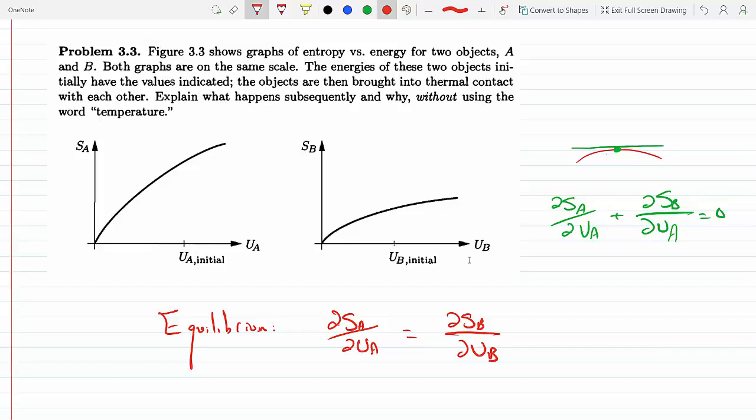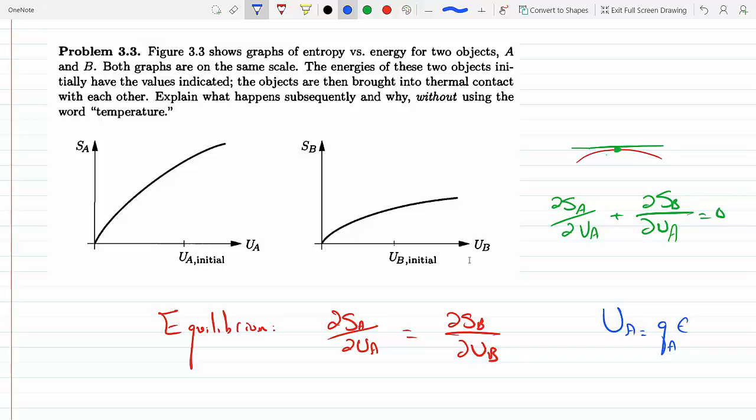Okay, and here I'm just defining energy, by the way. For example, U_A is equal to Q_A times a constant, let's say epsilon. Okay, so that's when we reach thermal equilibrium.